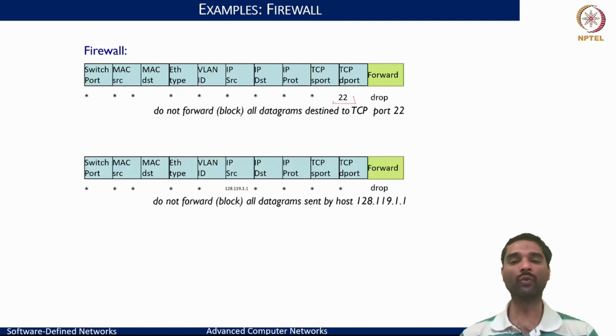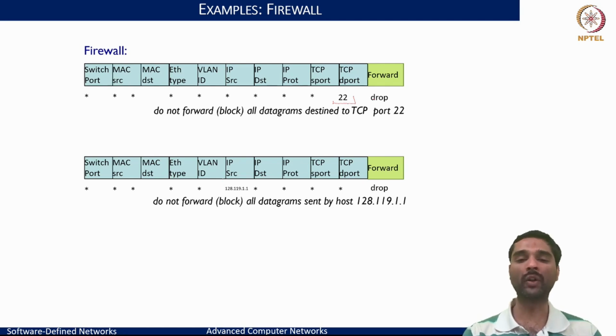And likewise, if we want to block a particular source which is seen to be malicious, we can say that we want to match this particular IP, let's say 128.119.1.1, and if this is a malicious IP, we don't want to admit any traffic from that particular IP, then the rest of the fields become immaterial. If there is a match on IP source, we would want to drop any such packets coming from this host. And thus, it is also very easy to implement the firewall functionality.